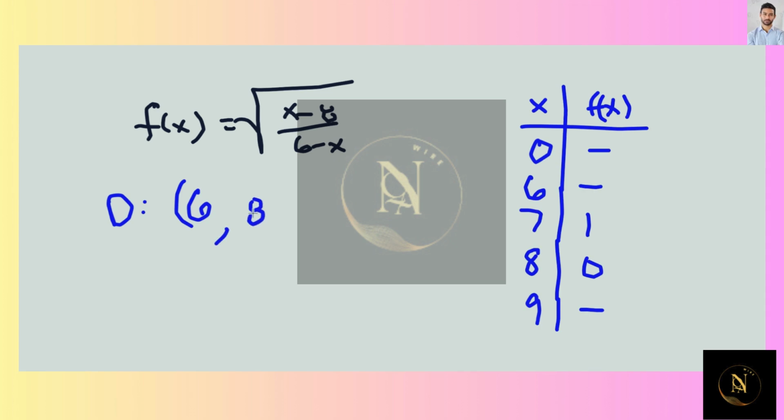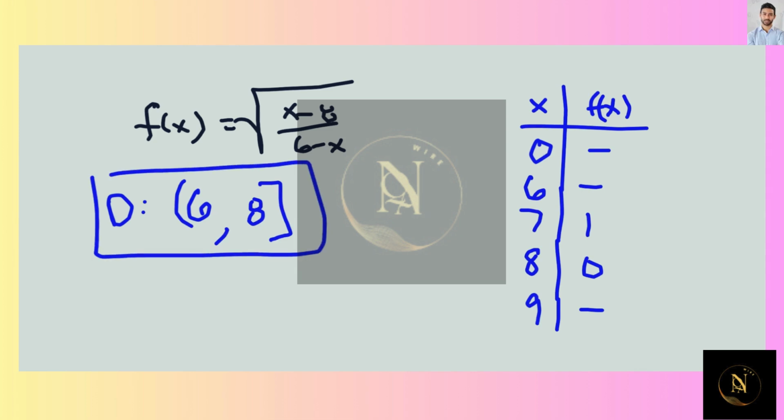We would not include the 6. We would include the 8. If you don't write this in interval notation like that, you would say maybe x is between 6 and 8, including the 8, not including the 6.